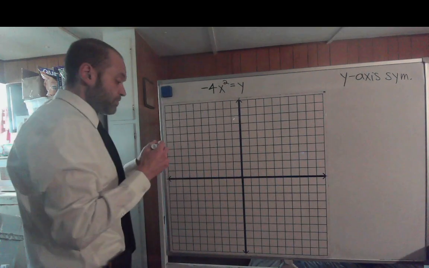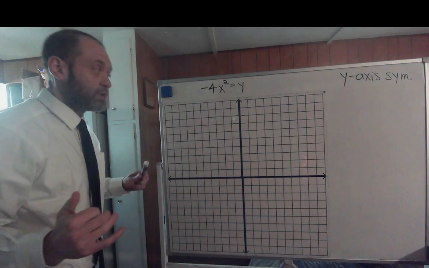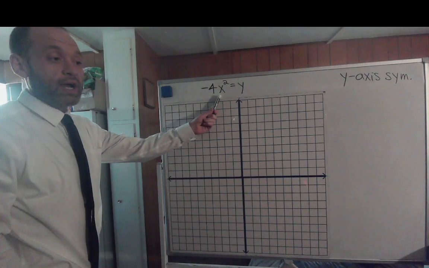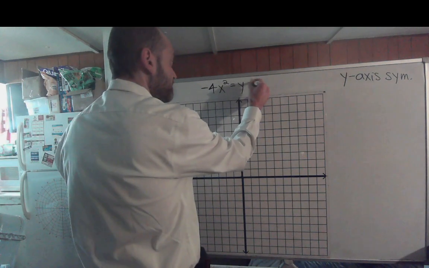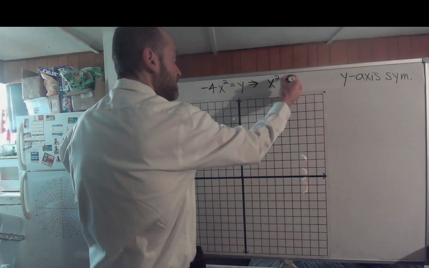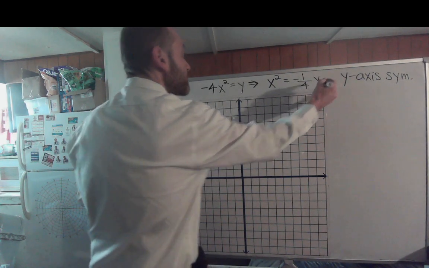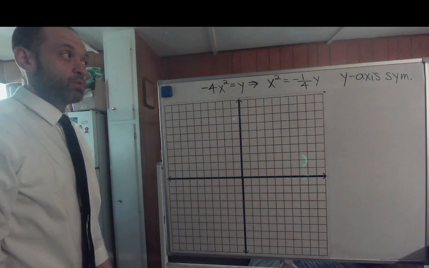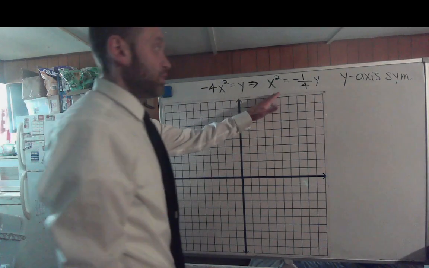However, this is not in standard form. In order to make this in standard form, you need to get a coefficient on the x squared of +1. That just means we got to divide both sides by -4. If we did that, you would get x squared equals -1/4 y. Alright, so you have x squared equals -1/4 y. Now we have it in a form we can work with, in standard form.